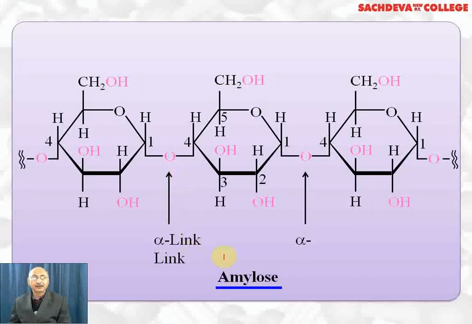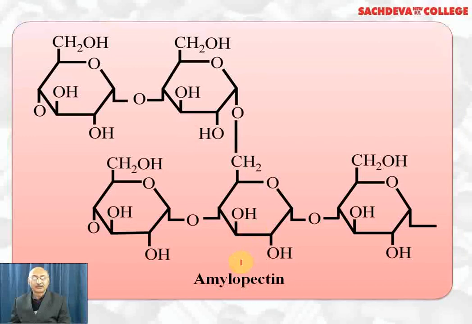This is the structure of amylose, which is linear, and there is an alpha linkage, which is a glycosidic linkage. This is also an alpha link and it is a glycosidic linkage, so it is a linear unbranched chain of glucose units, and this is called amylose. Amylopectin is a branched chain, so here a branch chain is being formed. So this is a branched chain polymer of glucose.